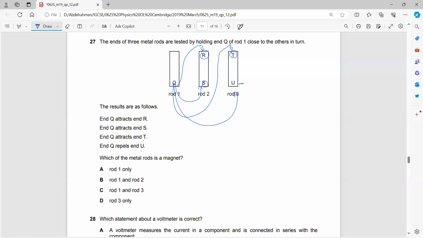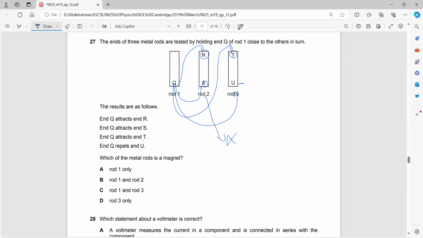Which of these metal rods could be a magnet? Could be one, could be two, could be all of them. Rod one only. I think rod one is a magnet. Why? Because it's attracting and repelling. Could rod two be a magnet? It was attracted from both sides, so could it be a magnet? No, it cannot be a magnet. Why can't it be a magnet?